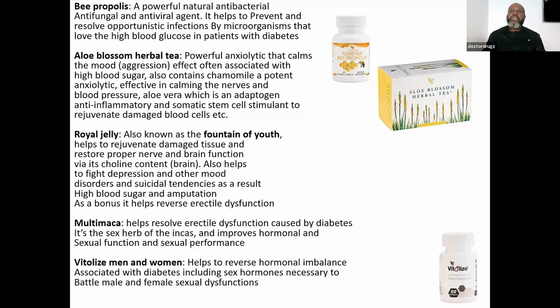This aloe blossom tea basically contains chamomile and other things that help to reduce anxiety that is often associated with people that have diabetes. Reagent is a fountain of youth, meaning that it helps to repair everything repairable, especially in the brain, because it contains choline, which we know is a precursor of acetylcholine, which is a very powerful neurotransmitter in the brain.